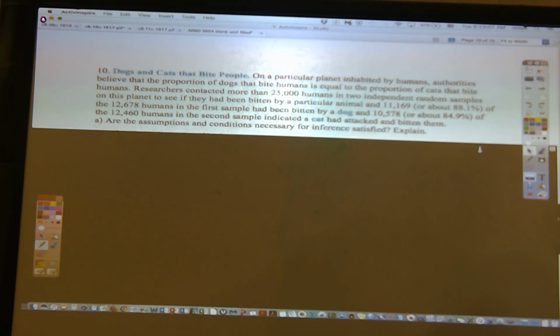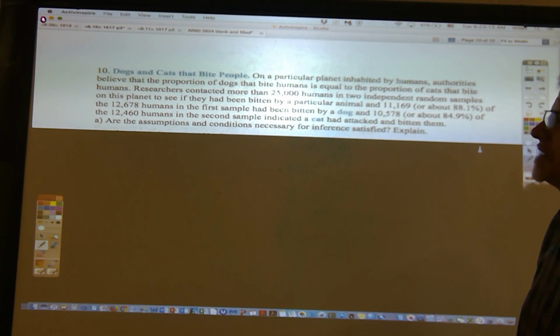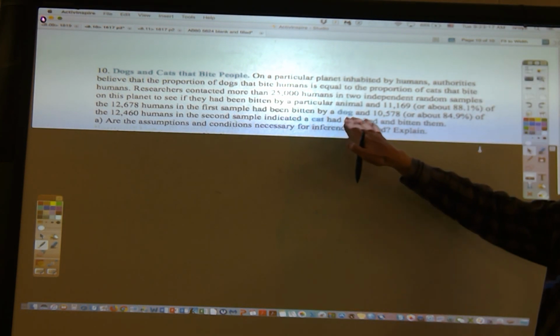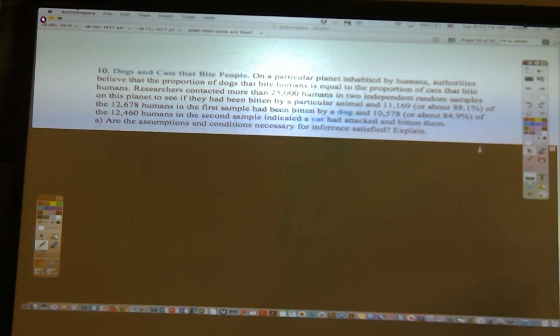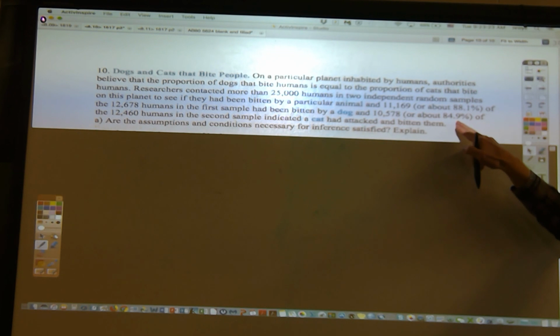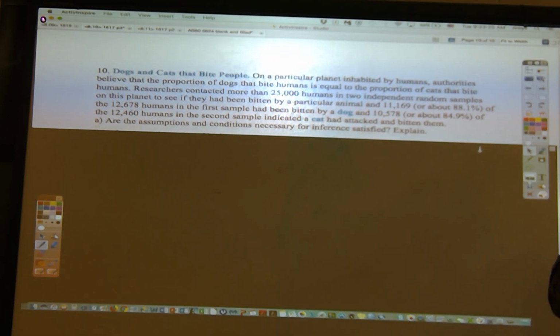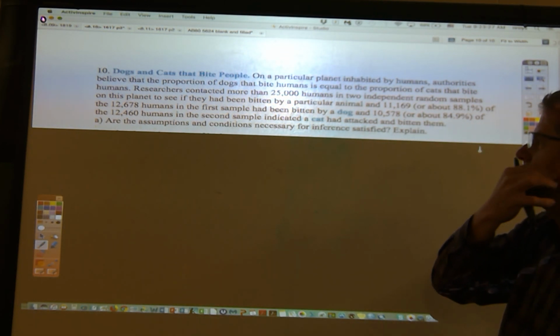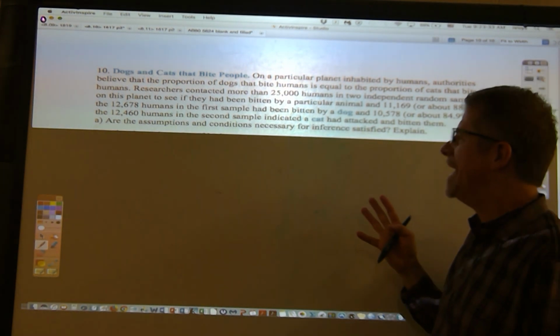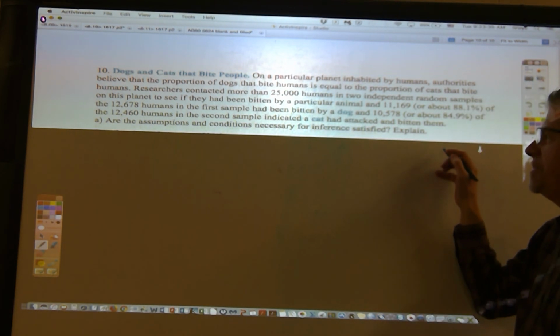And 11,169, or about 88.1% of the 12,678 humans in the first sample had been bitten by a dog. That's a lot of biting going on this planet. About 10,578, or 84.9% of the 12,460 humans in the second sample indicated a cat had attacked and bitten them. I don't mind being attacked by a cat, but I just don't want to be bitten by it.